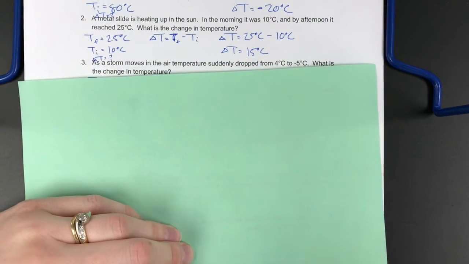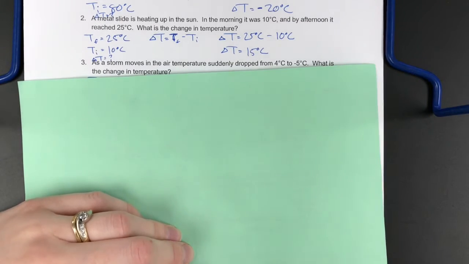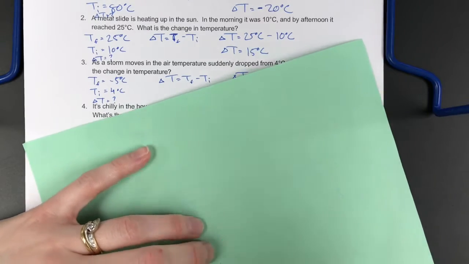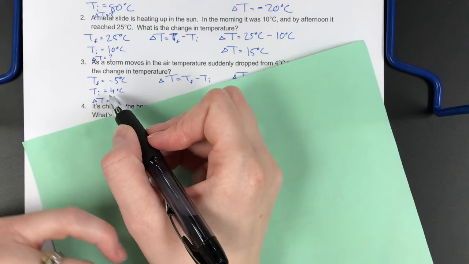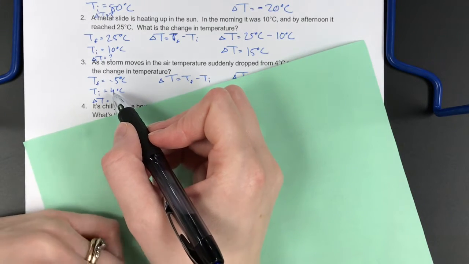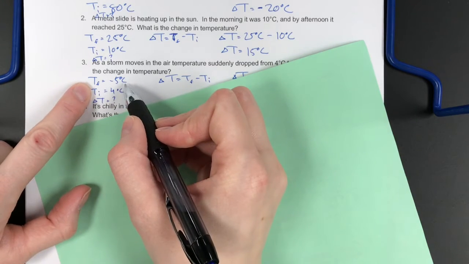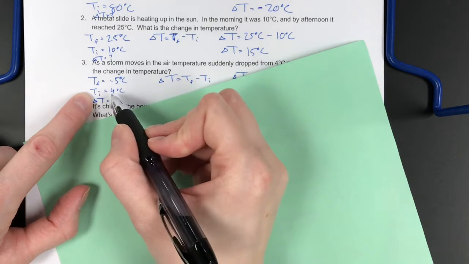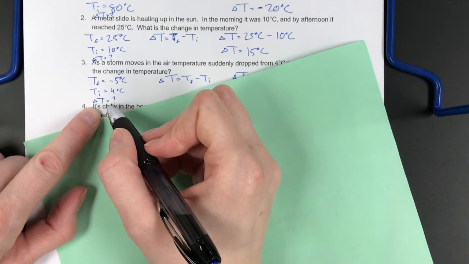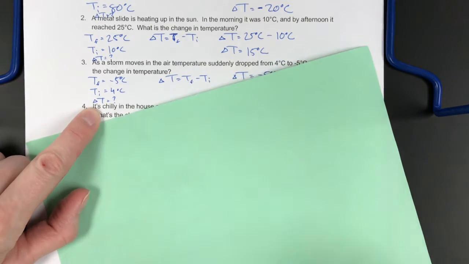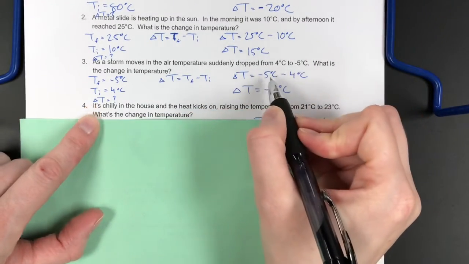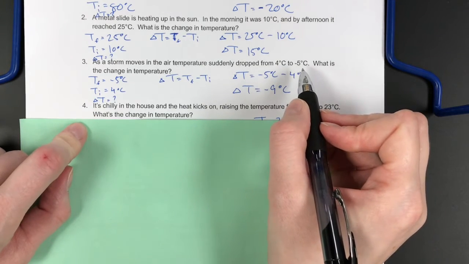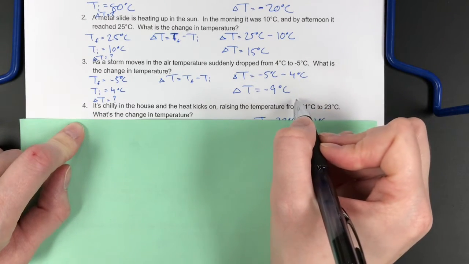All right, as a storm moves in, the air temperature suddenly dropped from 4 to -5. What's the change in temp? So first we're identifying givens. Final temp. So this one, because one's a negative and one's a positive already, just be careful that you're keeping track of finals and initials. Final is -5. Initial temp is 4 degrees Celsius. It went from 4 to -5. Solving for delta T. So that's the equation we're going to use. Plug in the final and initial into the right spot, and you end up with -5 minus 4. -5 minus 4 gives you -9 degrees Celsius.